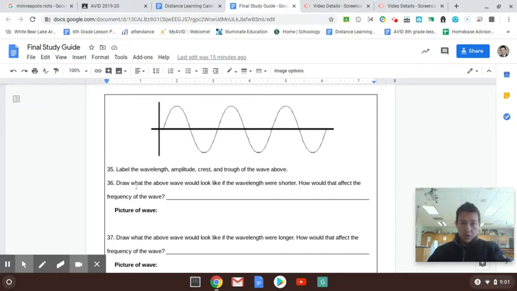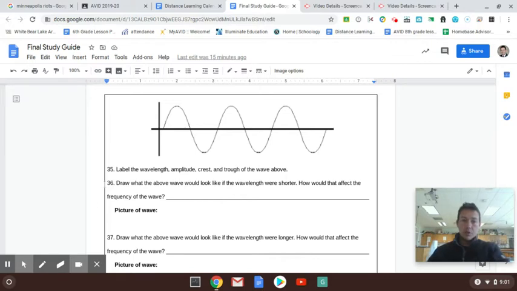Draw what the above wave would look like if the wavelength were shorter. How would that affect the frequency? Well, if the distance from here to here was shorter, let's say it was from here to here now, it would just mean that it would go like this. And that would mean that there would be more waves in a shorter amount of time.